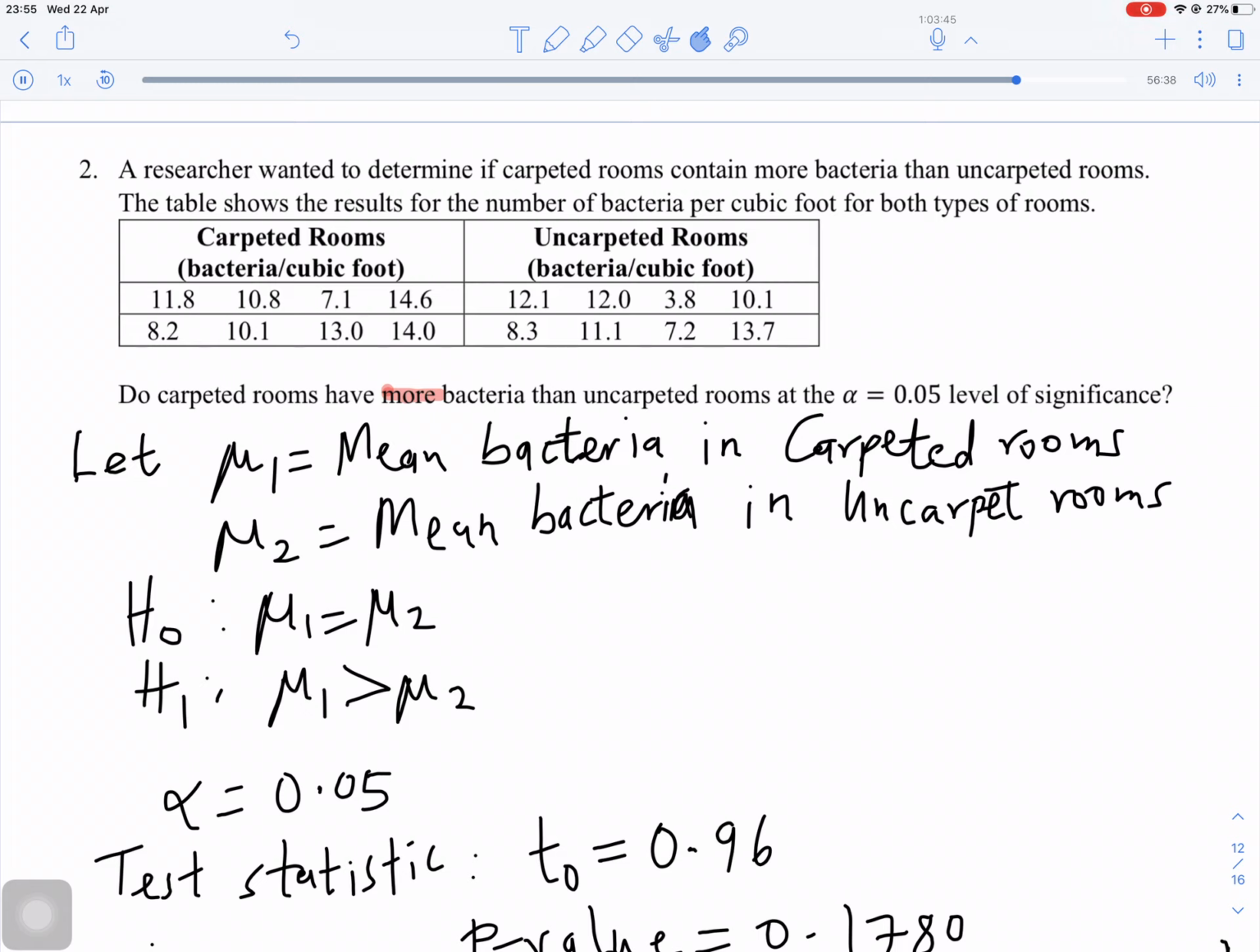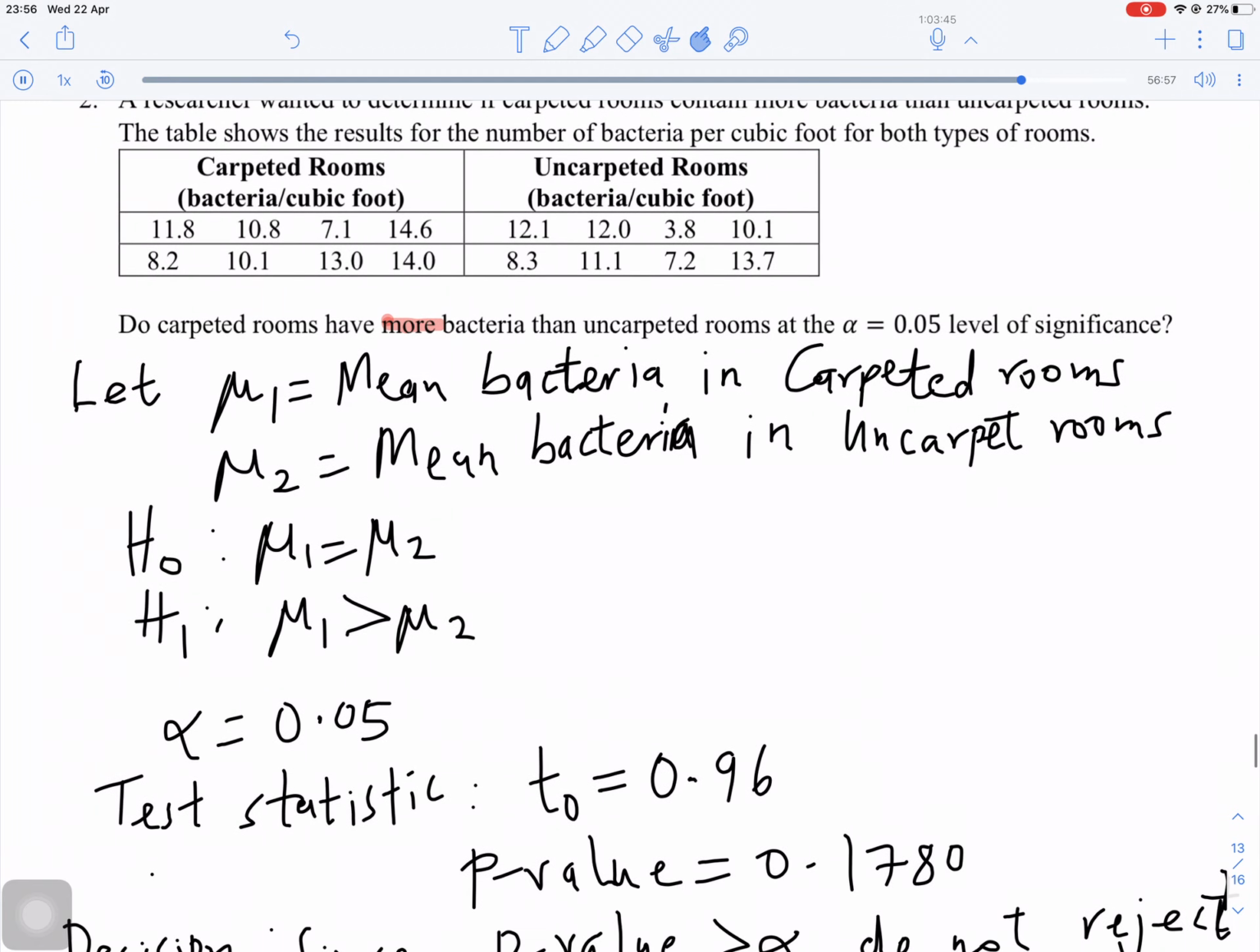Then for list 1 you specify L1, list 2 L2, and the freq lists you leave the same. Then you go ahead and give your alternative, so that is mu1 is greater than mu2, and for pooled you highlight no. Okay, and then you calculate. The first output, which is the test statistic, is 0.96, and then the p-value is 0.1780.